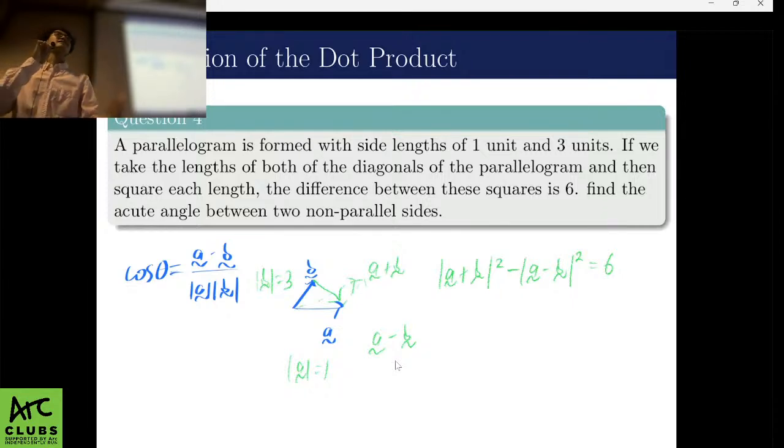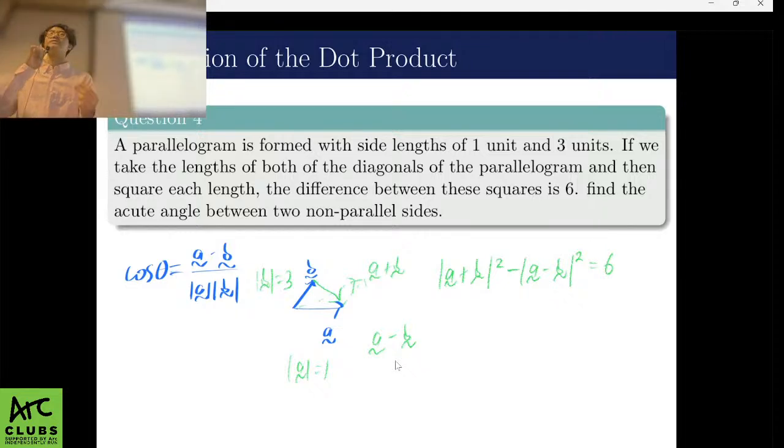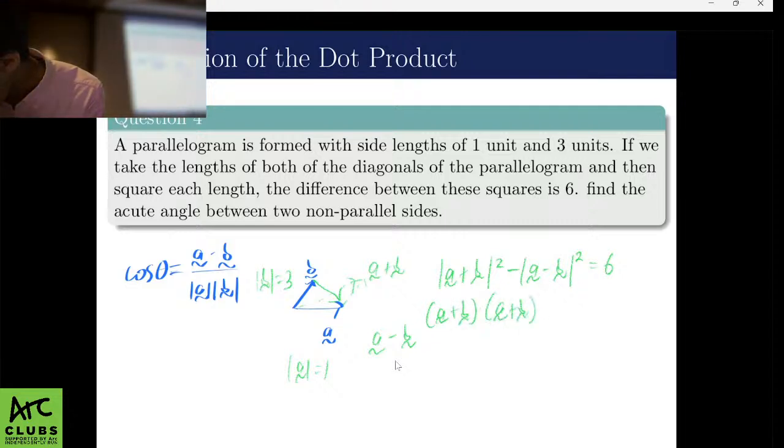Now, what important fact did I tell you about the dot product earlier? There was a really nice result where if we had a vector and we dotted it with itself, we would get its magnitude squared. And so we can apply that exact property here, because A plus B and A minus B are themselves separate vectors. You can consider them as one whole vector, right? And so what we get is A plus B dot A plus B minus A minus B dot A minus B will equal 6.